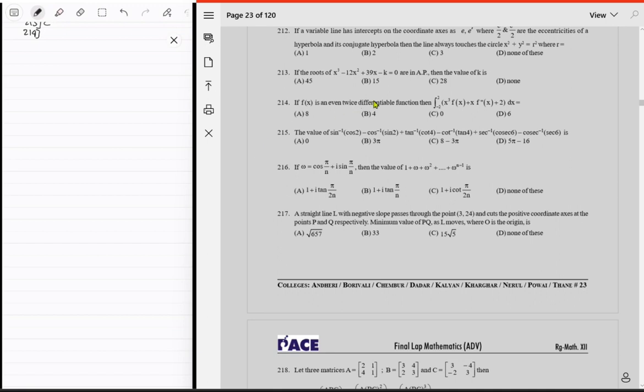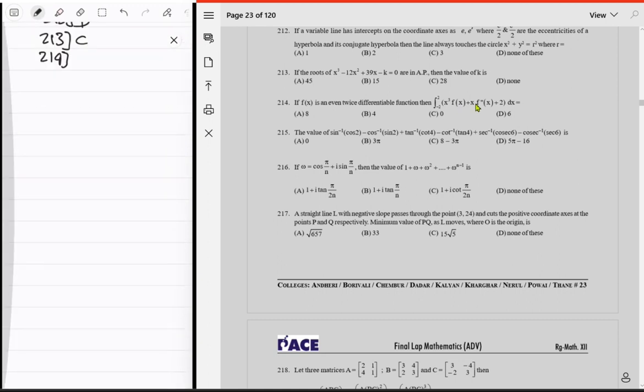214: if f of x is an even twice differentiable function, then this integration, x cube f of x plus x f double dash x from negative 2 to 2, is equal to what? Wait, even function, you're saying f of x. So this part is odd, of course, so that one is gone, because yeah. And then x f double dash of x, right?